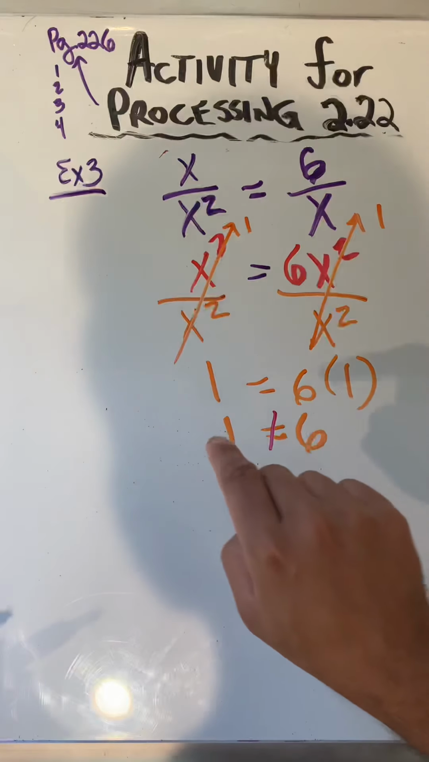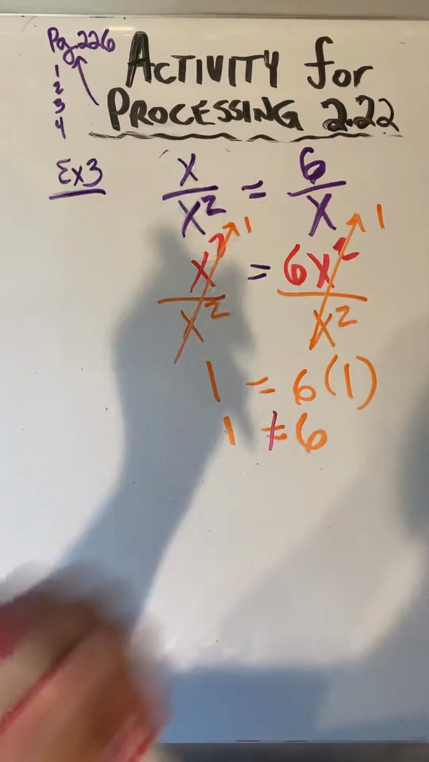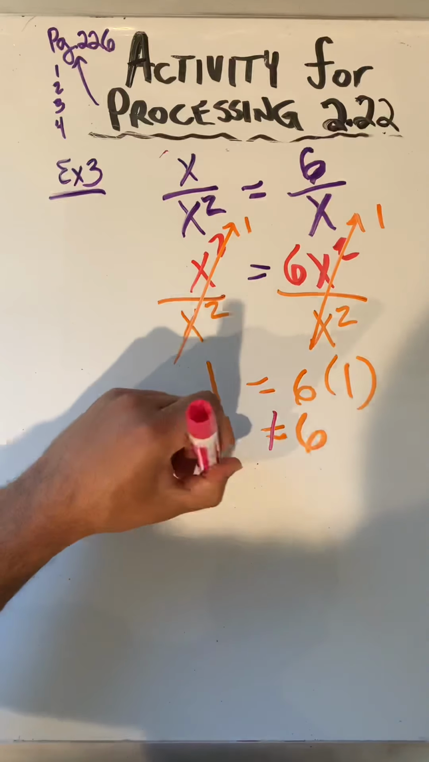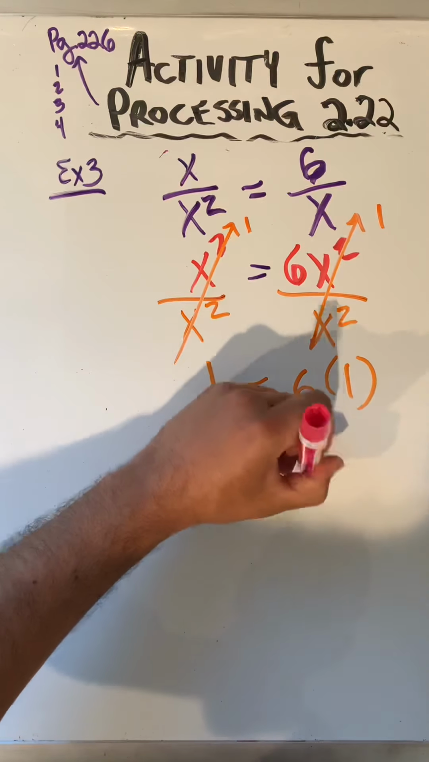And we know when we have the left and the right side of an equation not equal to each other, that is an untrue statement. And in math, when we get an untrue statement, we can write no solution.